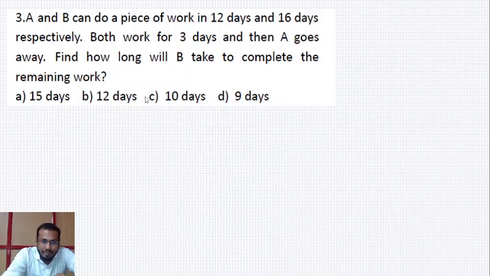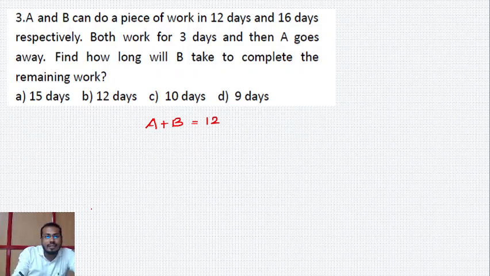Clear? Next question. A and B can do a piece of work in 12 days. Let's write: A and B can complete a work in 12 days. Then A alone completes it in 12 days. B alone completes it in 16 days. Both work for 3 days and then A goes away.